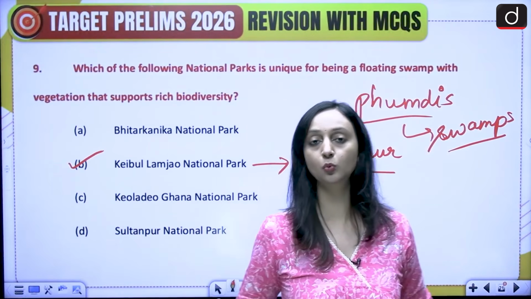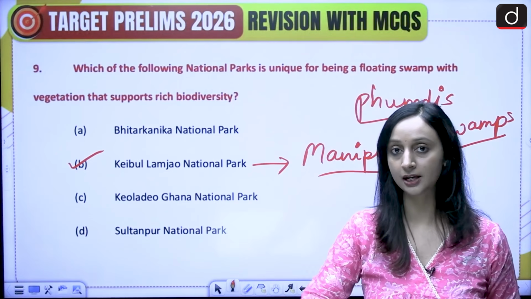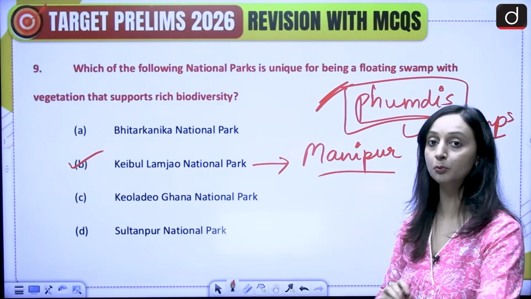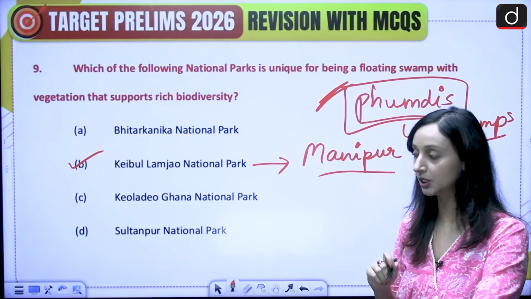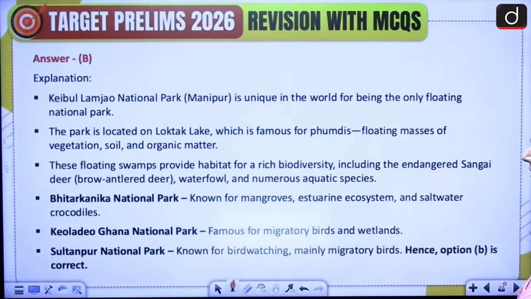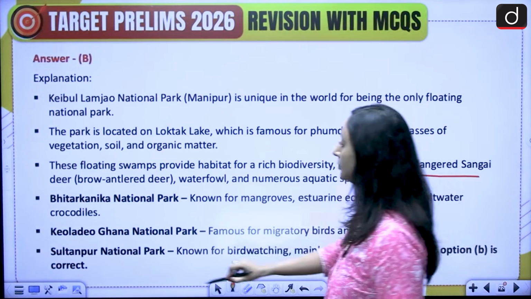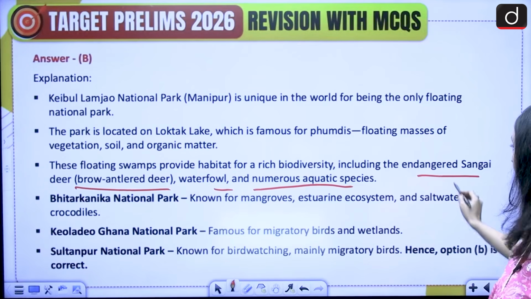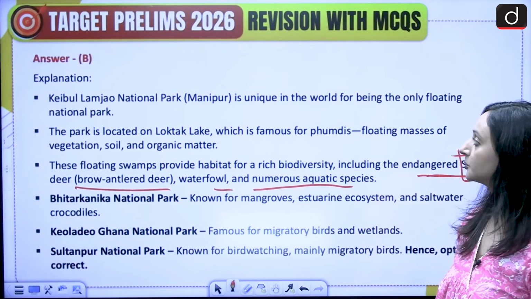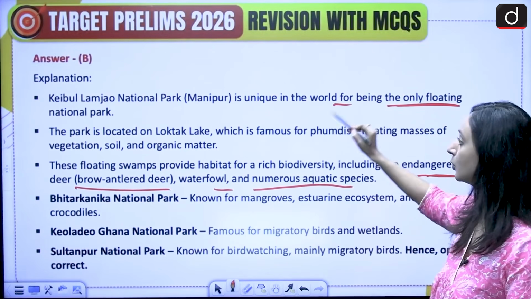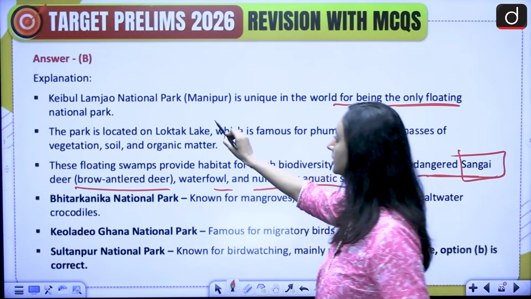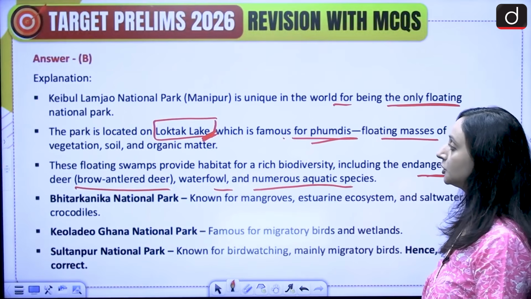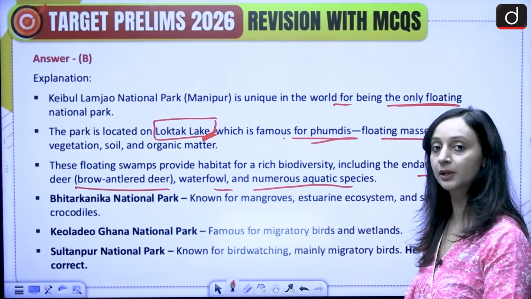So these floating swamps are present everywhere in this Keibul Lamjao National Park, which is in Manipur, and they are called phumdis. And if we talk about some important species over here, then there is an endangered species, the Sangai deer, or brow-antlered deer. Waterfowl and numerous aquatic species also have to be protected. Keibul Lamjao National Park is unique in the world for being the only floating national park. It is located on the Loktak Lake, which is famous for phumdis, floating masses of vegetation, soil and organic matter, and it's present in Manipur.